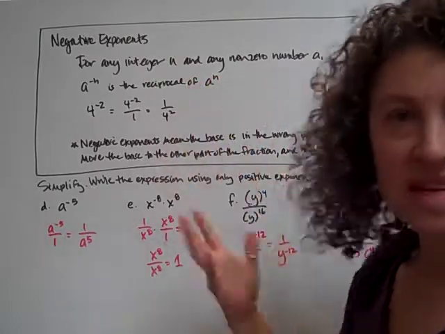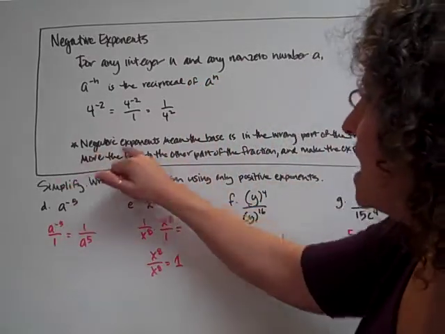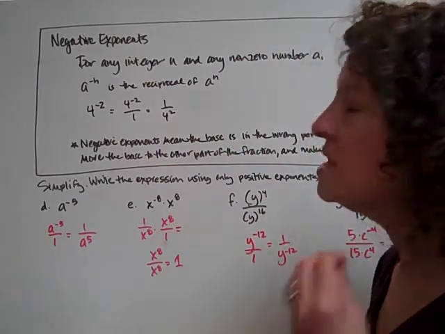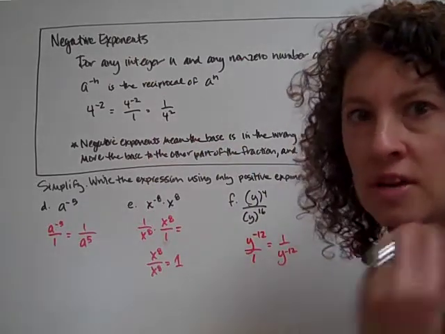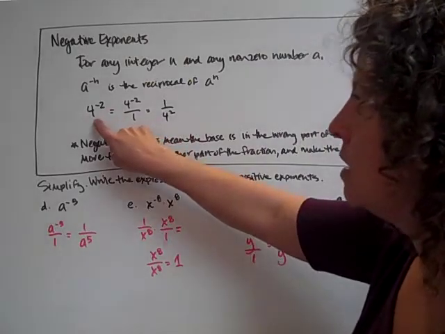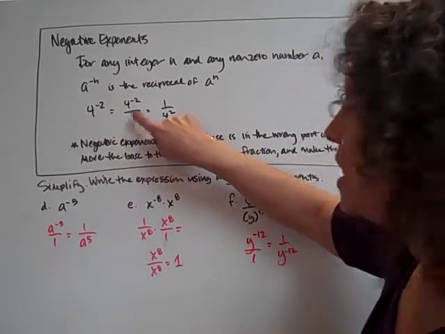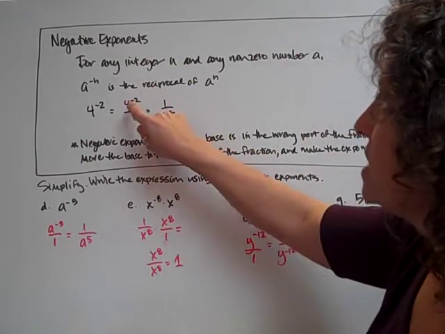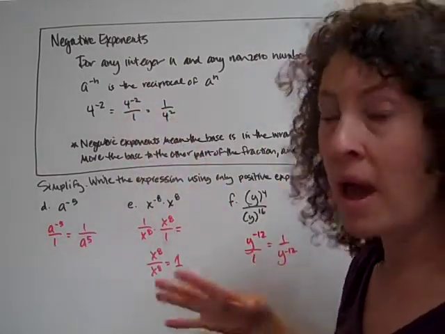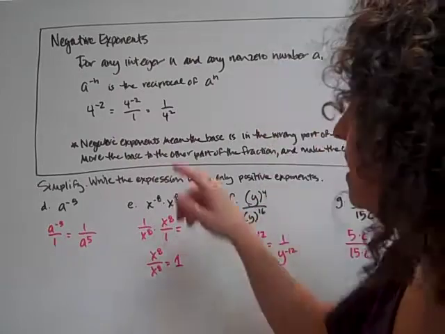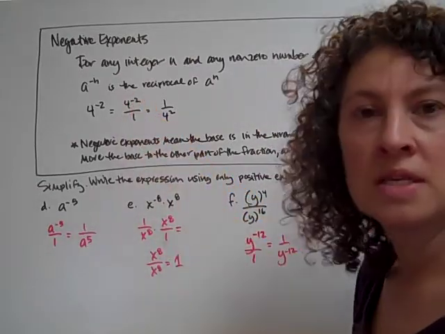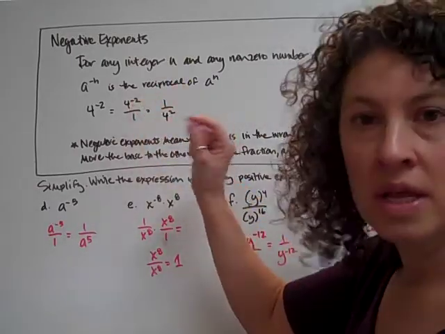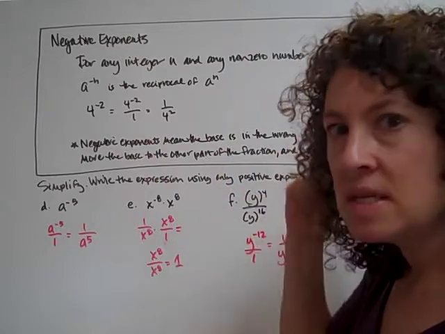So how I like to think about my negative exponents: a negative exponent means the base is in the wrong part of the fraction. So the minute I see a negative exponent, I automatically start to think fractions. So I'm going to take that power and write it as a fraction. We're going to move the base to the other part of the fraction and make the exponent positive. This is very non-mathematical, but this is what makes it work in my head. I think about that negative exponent as telling me that it's unhappy, because when something's negative, it's not happy. It's not happy where it is in that fraction. That base needs to move.